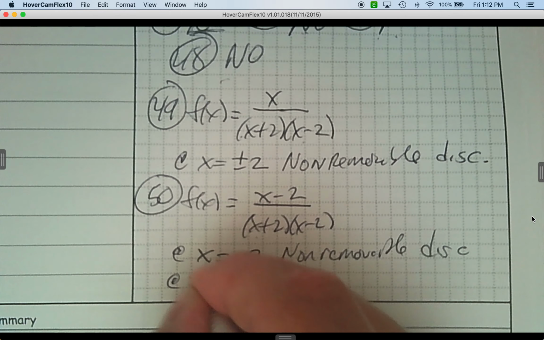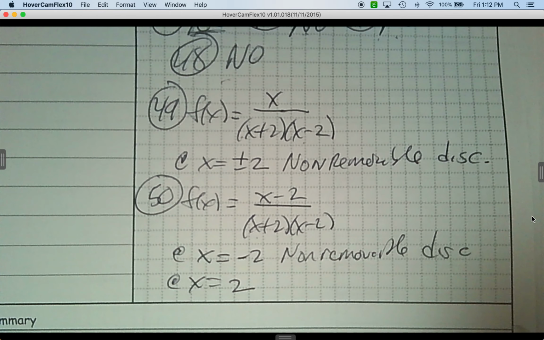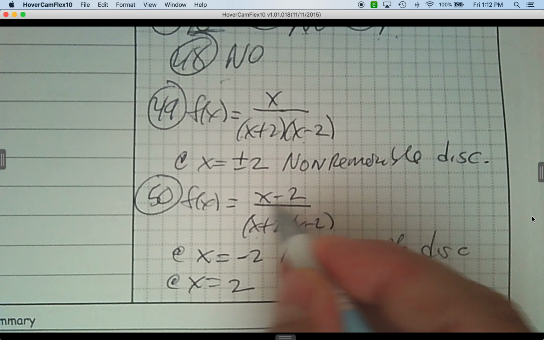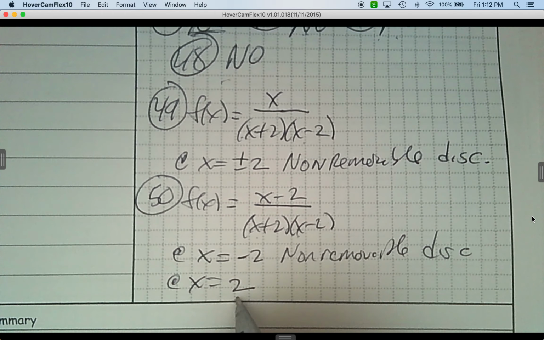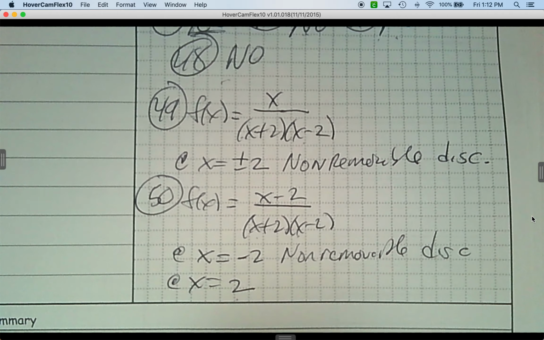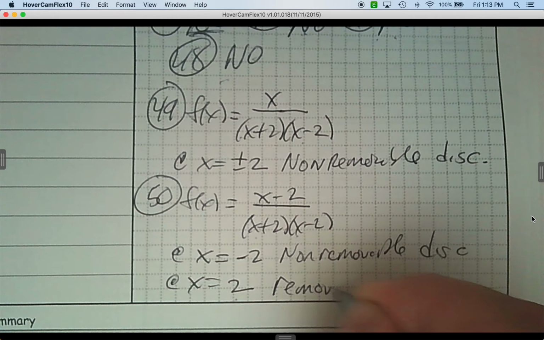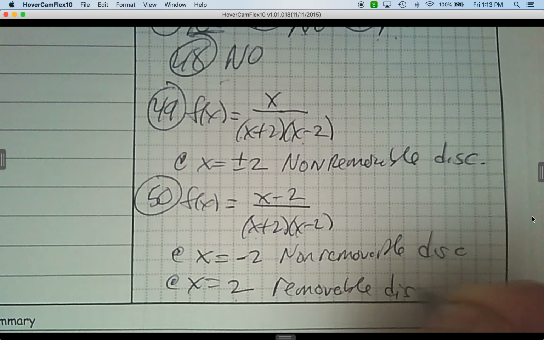The other one at x equals positive 2 is different. So here we get positive 2. Notice the numerator, that does remove it. At positive 2, there's a hole. The limit exists, but it's still a discontinuity. So we say that is a removable discontinuity.